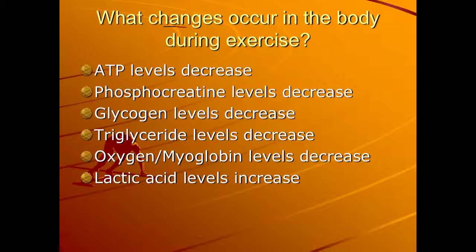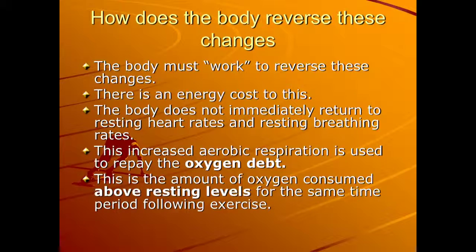If you know what changes have happened to the body during exercise, then you can understand how the body can go back to its pre-exercise state. So obviously your ATP levels decrease, PC stores will go down, you'll be using glycogen, you'll also be using triglyceride, and your oxygen and myoglobin levels will be decreasing, and lactic acid will be going up. So as the body recovers, the body must work to reverse those changes you saw on the last slide.